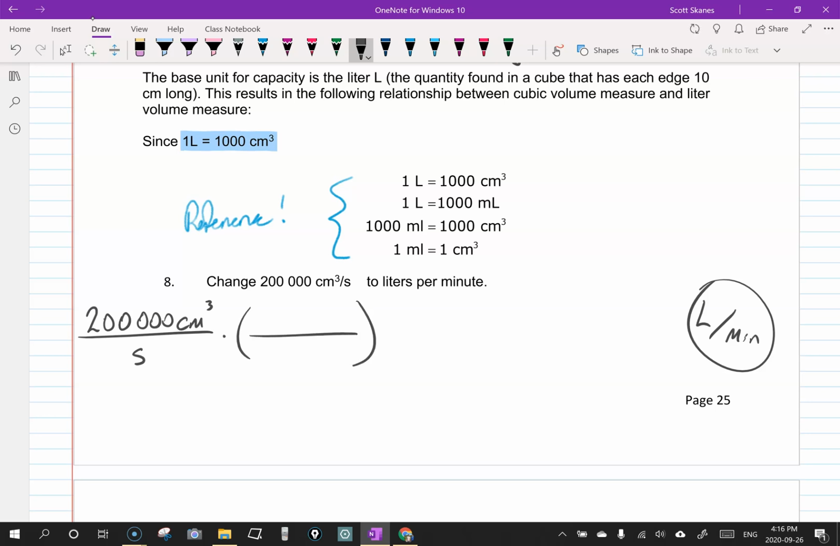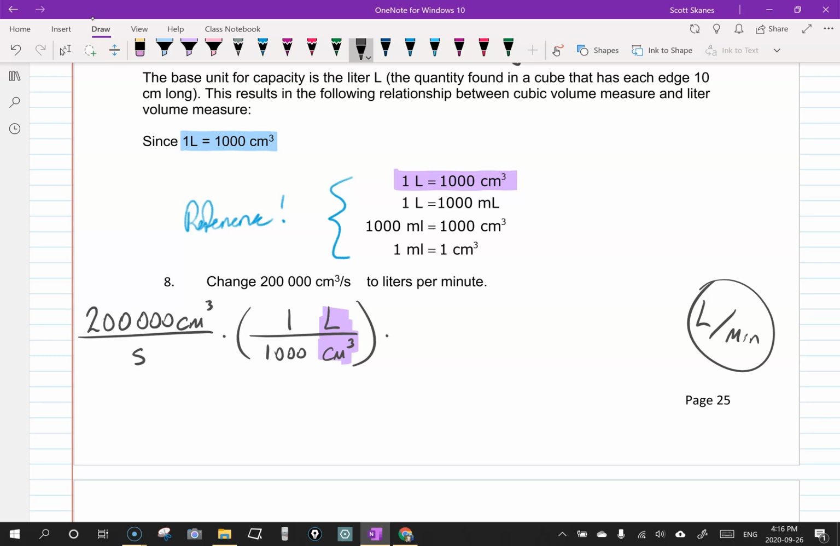What's the first conversion going to be? Let's change our centimeters cubed. We need to cancel that on the bottom, and we want to change it to liters. It turns out that's a direct relationship that we can use. They're related here. So let's see, 1,000 centimeters cubed is what 1 liter is.